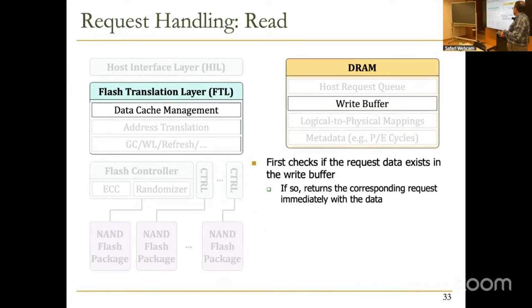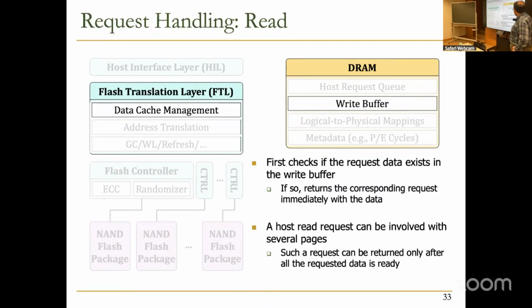So when you send a read request, after passing through HIL, the SSD first checks if it can service your read request through the write buffer, because it can also be considered a cache, right? So basically first check the write buffer. If so, the system returns the corresponding request immediately with the data. But another important thing is that a host read request can involve several pages. So you might want to read several pages, like 10 pages. And then you might be able to service 2 of your pages through the write buffer, but the rest might not be there. So for the rest, you need to access the flash memory physically.